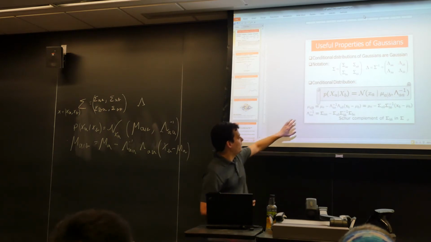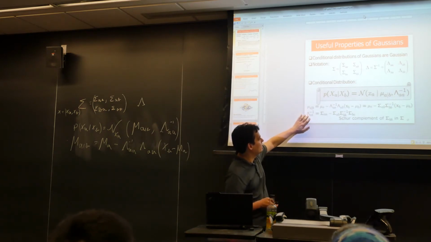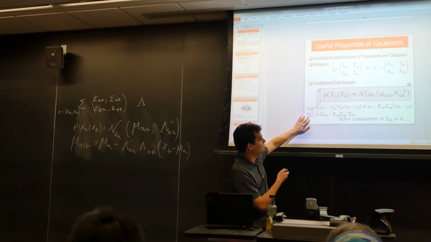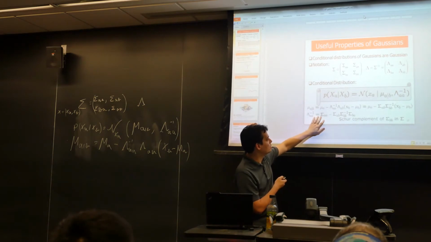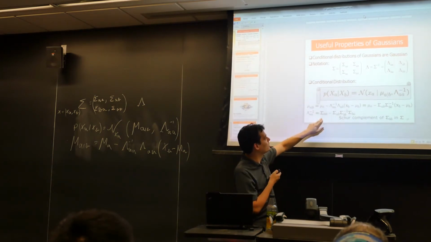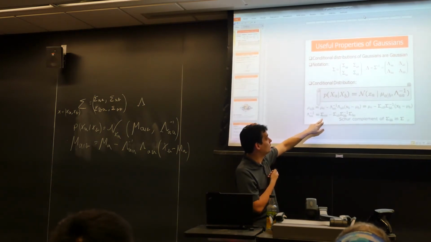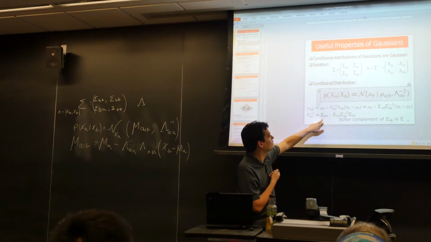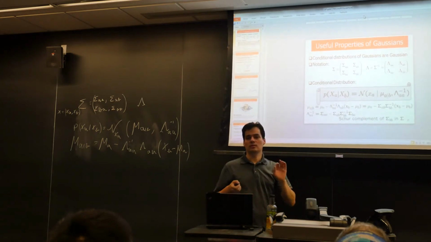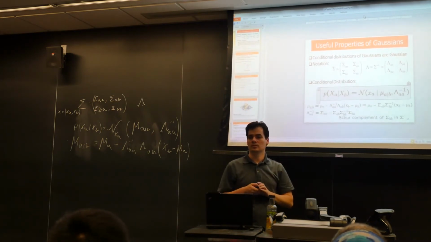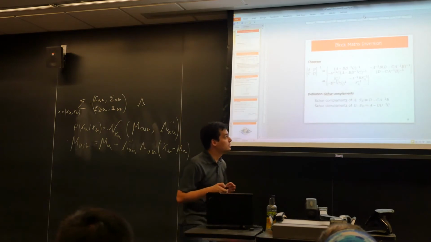All right, and this lambda AA inverse turns out to be the so-called Schur complement of sigma BB in this covariance matrix sigma. Who doesn't know what a Schur complement is? Okay, so let's go back there.